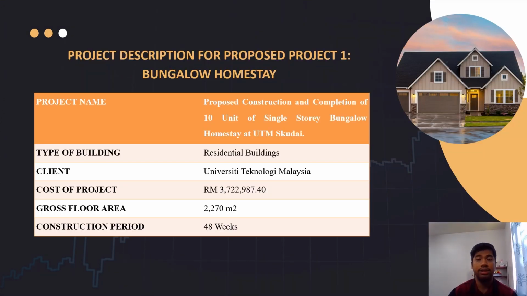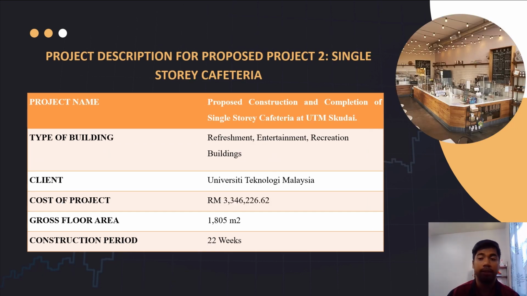Next, the project description for proposed project 1, which is the bungalow homestay. These are the list of project name, type of building, client, cost of project, the GFA and construction period. Next is the project description for proposed project 2, which is the single-story cafeteria. These also show the project name, type of building, client, cost of project, the GFA and the construction period.